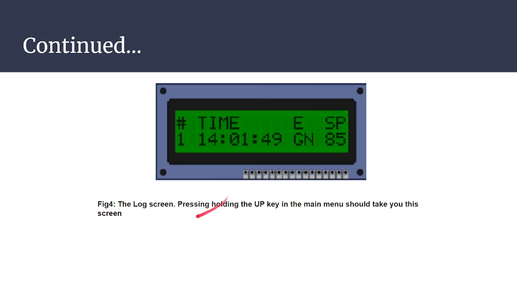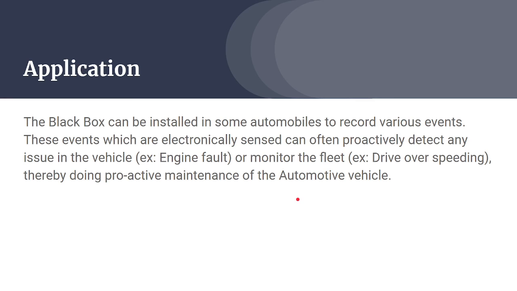The view log screen will show like this: the log, then timestamp, then event and the speed at that event. Then we have applications of our project. The black box can be easily installed in automobiles to record various events. These events, which are electronically sensed, can often proactively detect any issue in the vehicle or monitor the fleet, thereby doing proactive maintenance of the automotive vehicle.